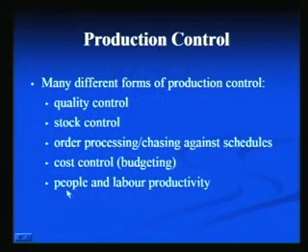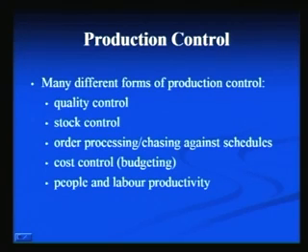Another important control factor is the people and labor productivity. So, basically we have to maximize the utilization of the labor or the workforce available in the organization. So, we have to control their productivity. If, for example, workers are working only for 2 hours in a shift, that means productivity of that organization is very low. So, accordingly we have to take some corrective action, so that productivity of the workers can be improved, and thereby the cost of the product can be reduced.